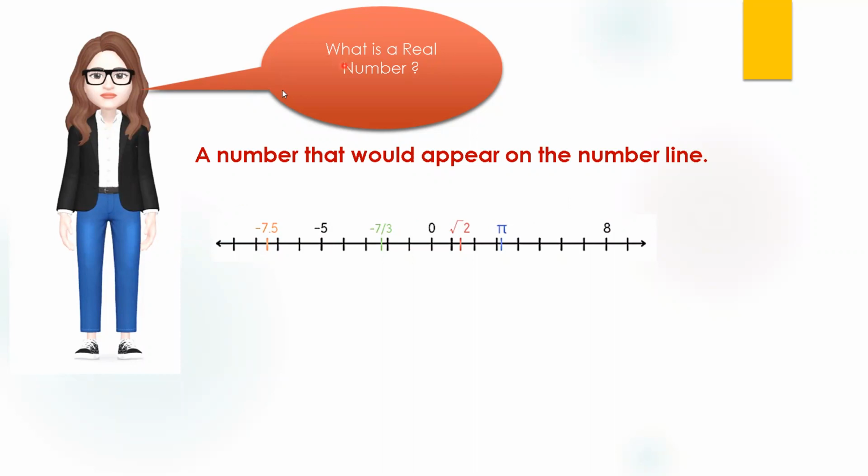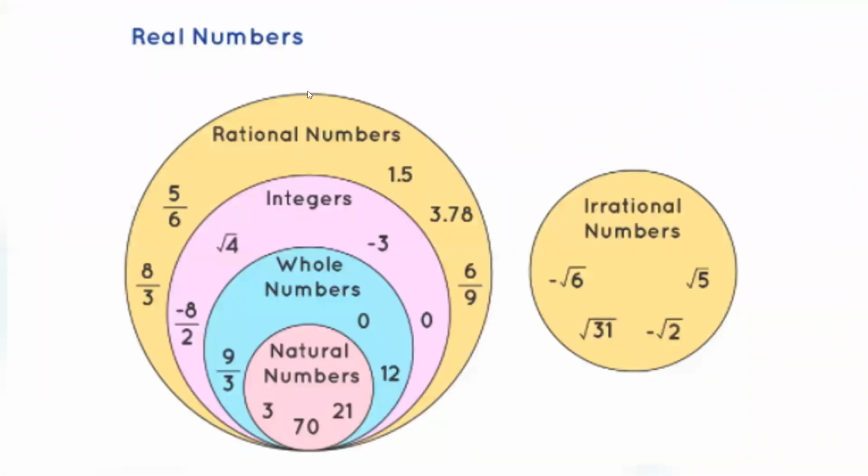And the real numbers can be classified into rational and irrational numbers. So the real numbers are a union of two sets of numbers, rational and irrational. As I told you, this is the real numbers. It consists of rational and irrational numbers.